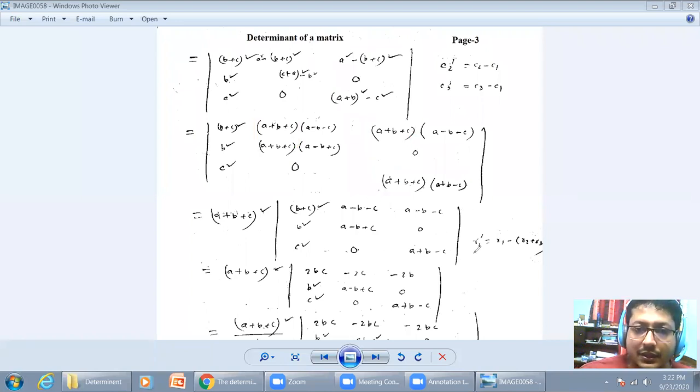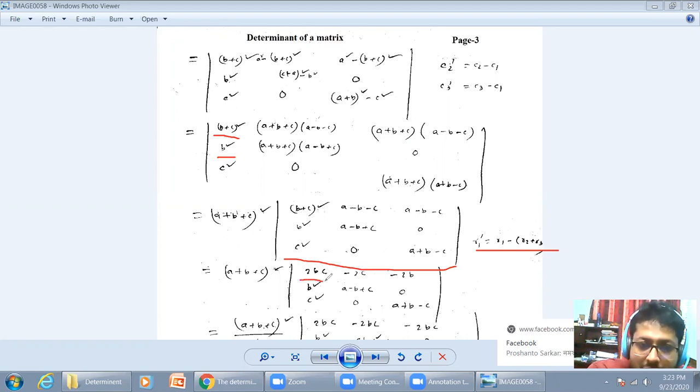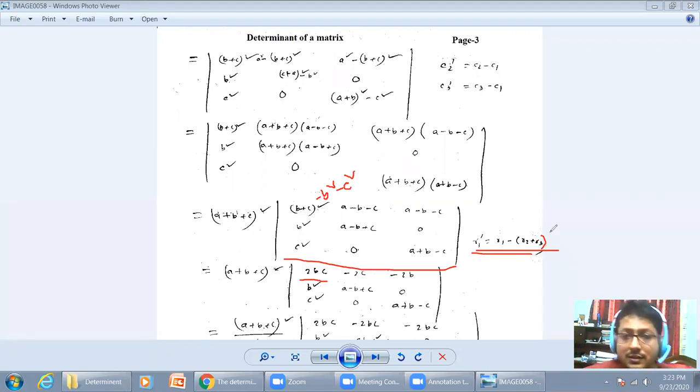Now we can apply this formula: R1 prime equals R1 minus R2 plus R3. R1 prime, that means this part, minus R2 plus R3. So when we apply this rule on this determinant, we can get twice BC. When we apply this rule, that means B plus C whole square minus B square plus B square minus C square. R1 minus R2 plus R3.